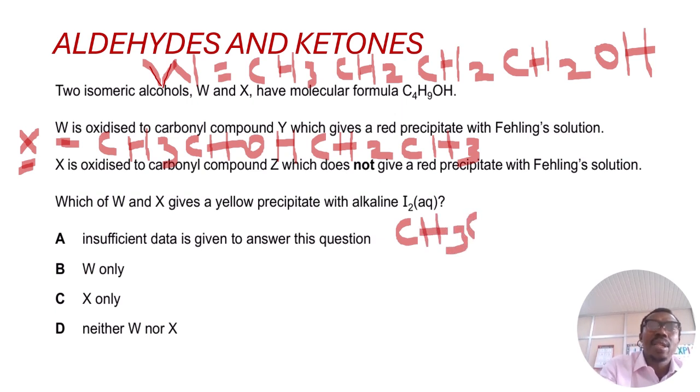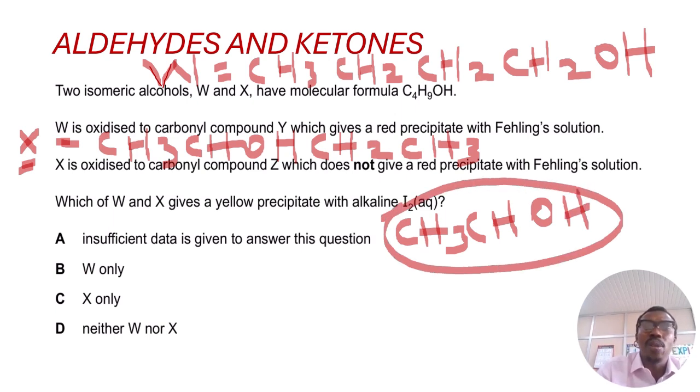CH3CHOH group. So when it is oxidized, it will give you a ketone. It will give you a ketone that contains a methyl ketone group. So you are asked which of W and X gives a yellow precipitate with alkaline solution of iodine. So X will give a yellow precipitate with alkaline solution of iodine. So the correct answer to this question is C. X only is the correct answer.